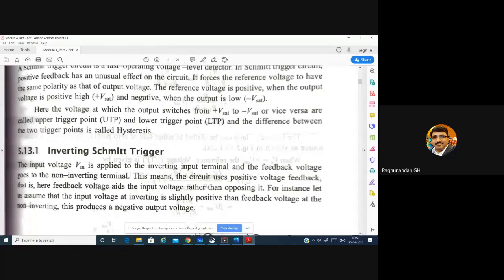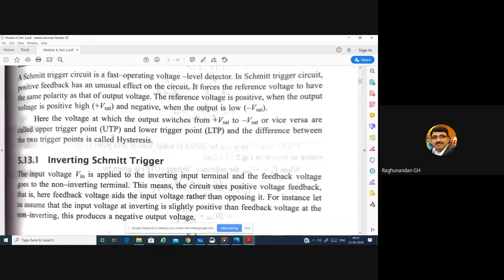Or whenever you are talking about the negative phase and your signal crosses this LTP level, only then should the output change. That is the difference, and that is what UTP and LTP tell. It is simple: upper threshold, lower threshold. The positive threshold is UTP, the negative threshold is LTP. The difference between these two triggering points is hysteresis, and you have already studied the hysteresis curve. When you combine these, the difference between UTP and LTP will look like a hysteresis curve. That's why it has the name hysteresis.